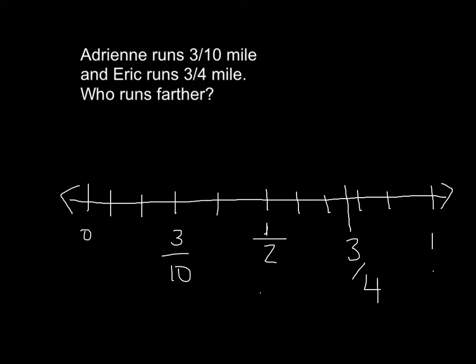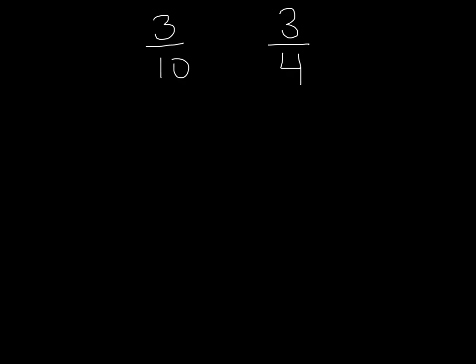And if we look at these two on our number line, we can tell that 3/4 is closer to 1, so that means it is a larger fraction. Okay, the next way that we can compare 3/10 and 3/4 is by finding same denominators. We're going to find equivalent fractions using the same denominator method.